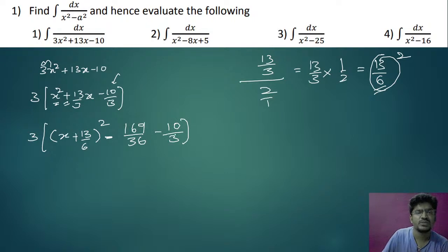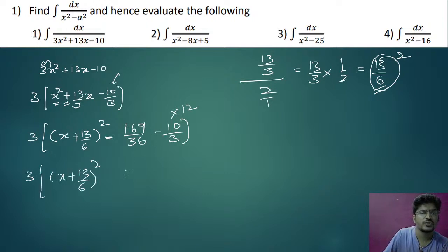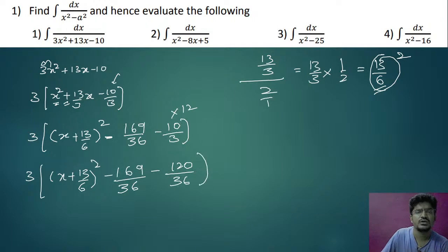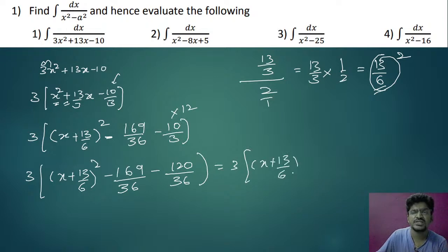So take the LCM between these two. LCM will be 36, so multiply it with 12. So 3 times x plus 13 by 6 whole squared minus 169 by 36, this will be 120 by 36. So take the LCM and simplify this. x plus 13 by 6 whole squared minus 289 divided by 36.